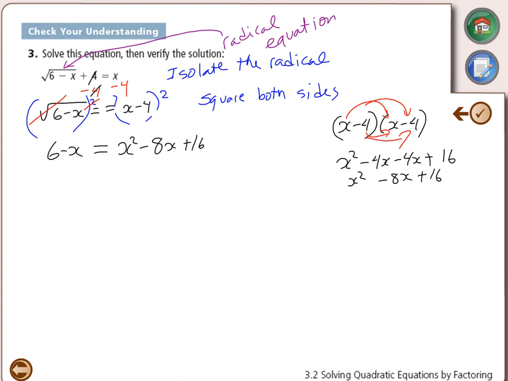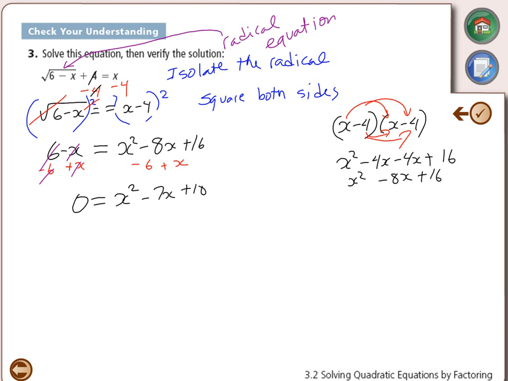I have a quadratic now. That's why they put it in here. Equate it to 0, keeping the x squared positive. So let's subtract 6, add x, combine all of our like terms. And I moved it this way so that my x squared was positive. Minus 8x plus an x, that gives us minus 7x. We got 16 minus 6, that gives us plus 10.